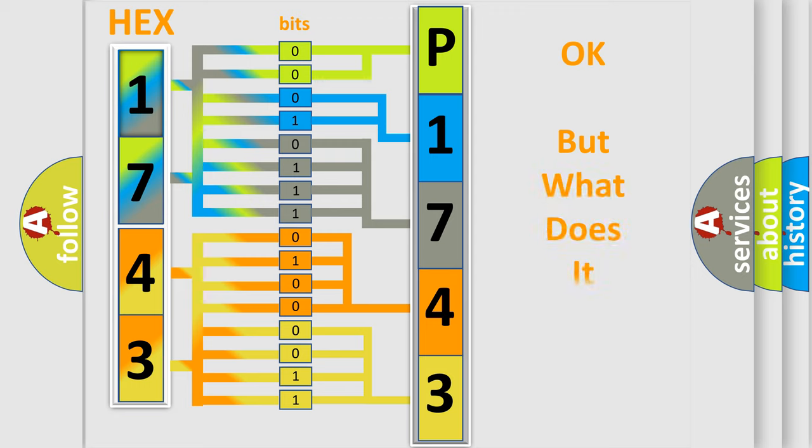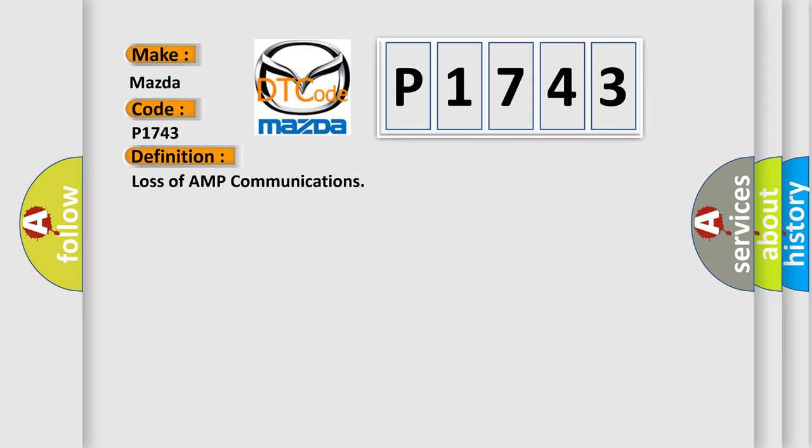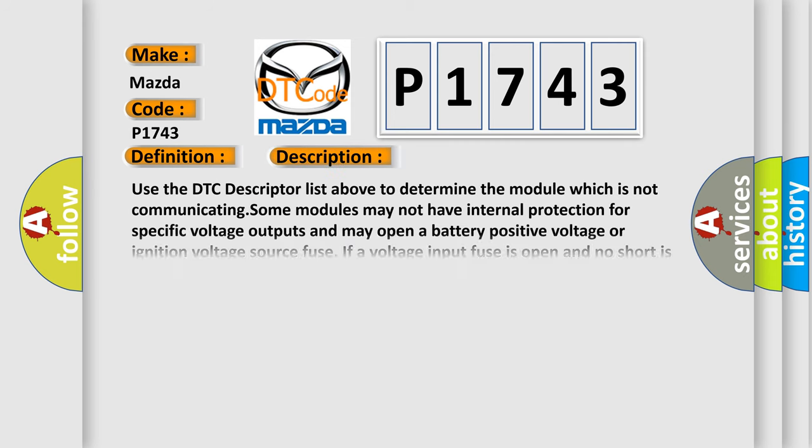The number itself does not make sense to us if we cannot assign information to what it actually expresses. So, what does the diagnostic trouble code P1743 specifically interpret for Mazda? The basic definition is loss of AMP communications. And now this is a short description of this DTC code.